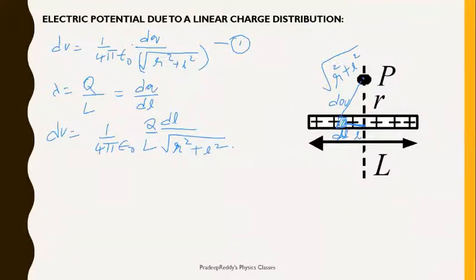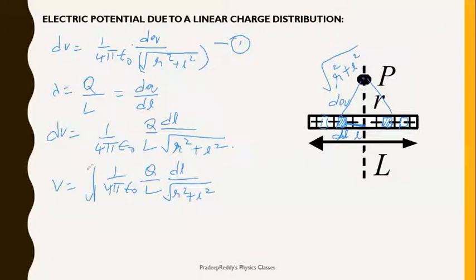Now you can choose another element over here. Because of that element also you will have a potential at this point, and similarly you will have potentials because of all the very small elements. Here you need not resolve them into components because potential is a scalar quantity. So V will be equal to the integration of 1 by 4 pi epsilon naught into capital Q by L into dl divided by under root r square plus L square.